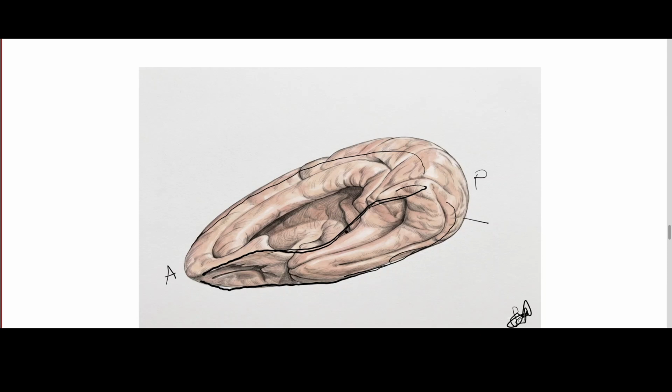Now, this inferomedial border is divided into two parts. The anterior part is called the medial orbital border, while the posterior part is called the medial occipital border. All right.